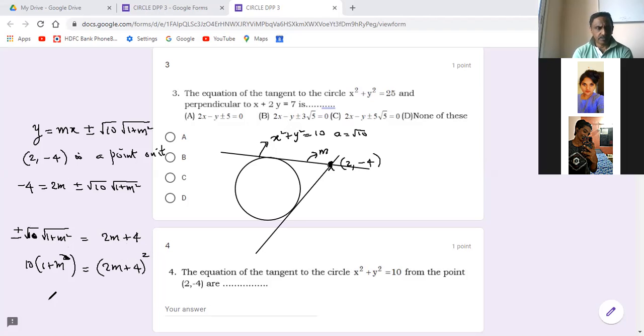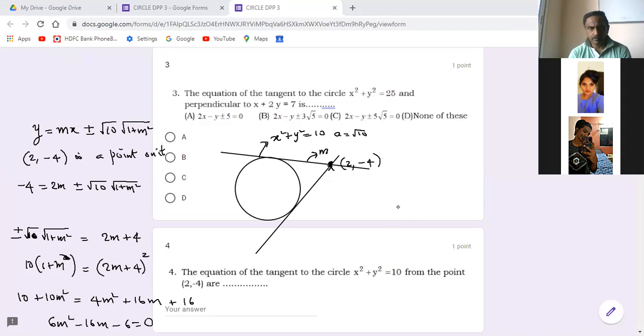If you wanted, you could have taken 4 common. Okay, it doesn't matter. 10 plus 10m square is 4m square plus 16m plus 16. Everybody agree with this? Yes, sir. Final equation 6m square minus 16m minus 6 equal to 0. Is it okay with everybody? Now you can divide by 2.